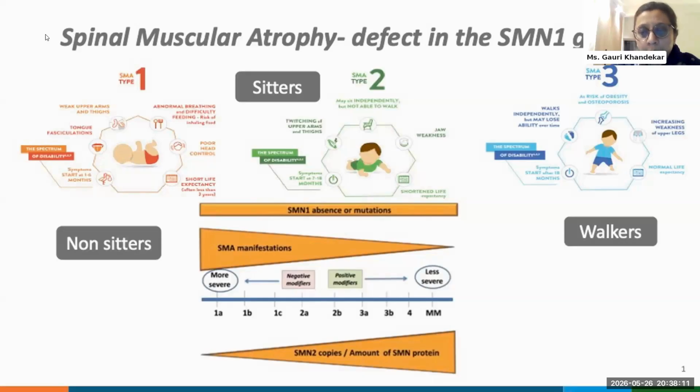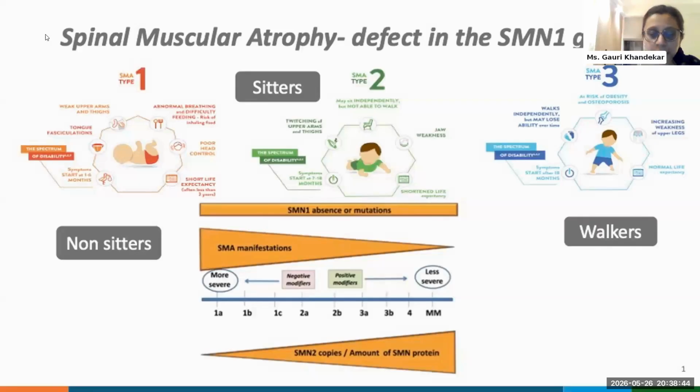Types 3 and 4 can be walkers, but depending on the condition and the progression of the disease, they might lose the ability to walk. They are at a very high risk of osteoporosis, so fractures and falls are very common. The weakness is usually more seen in the legs, and eventually the child will stop walking. Even if they are walking, there will be a lot of contractures, deformities, and spinal curvature issues.